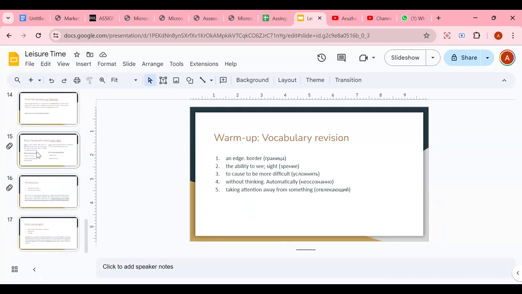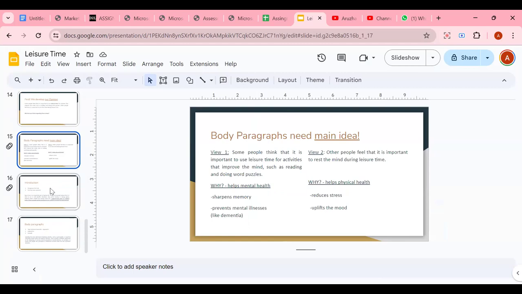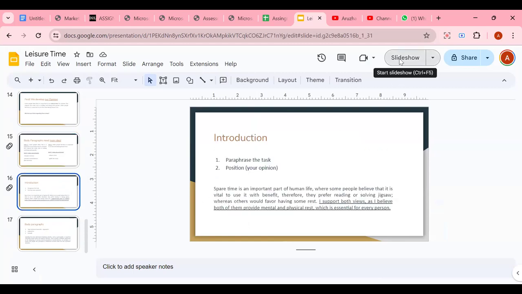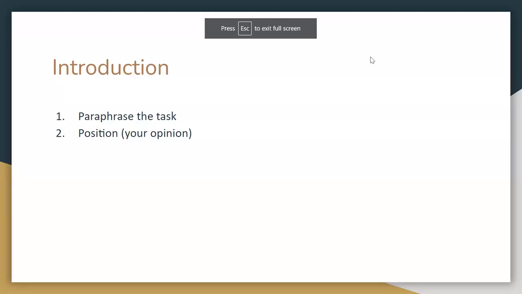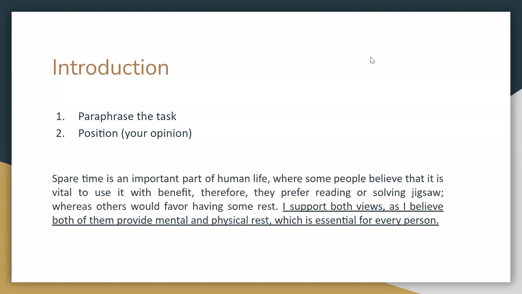So never ever write the same task and copy paste as introduction. Even if you don't know what to write, you can always translate into Russian and try to write it in your own words. So now let's take a look at the way I paraphrase the task. So I wrote something like this.